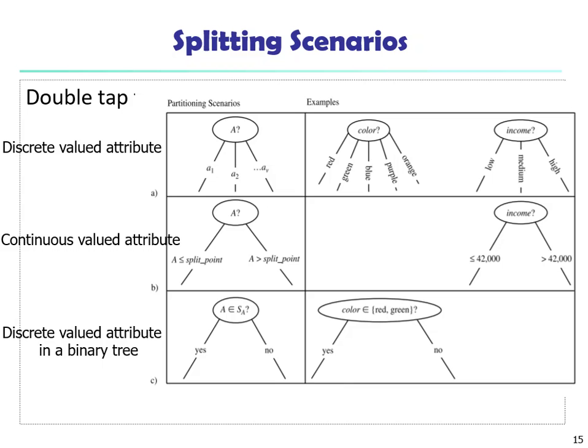We could also create binary branches, so every node always generates two branches. In this case, we can use a set: whether the color belongs to red or green. If yes, it goes to this branch. If no, it goes to this branch. Many algorithms took this approach.